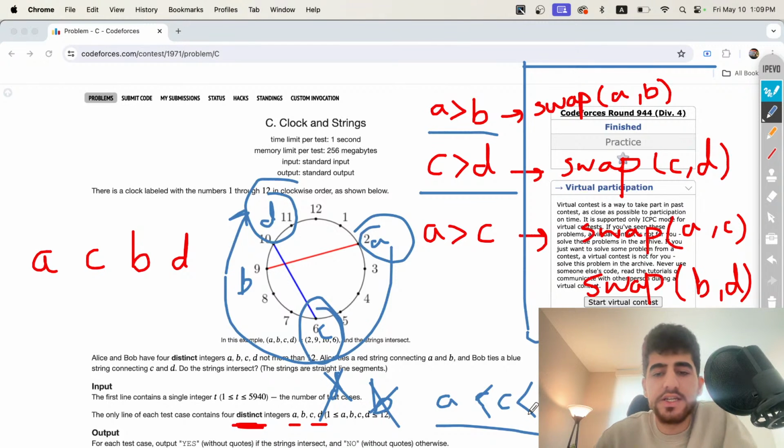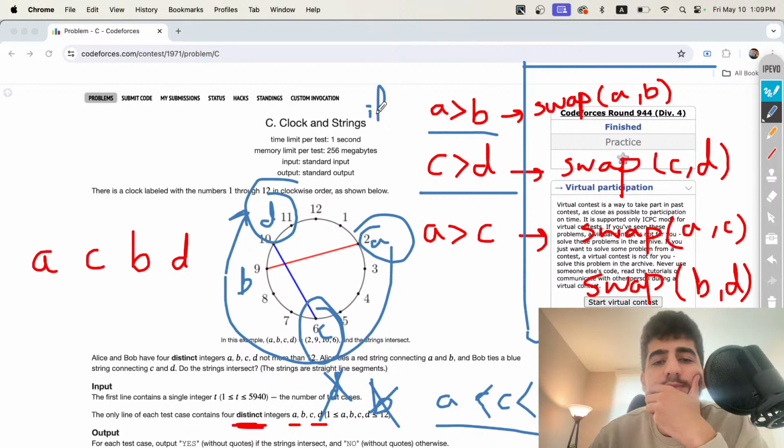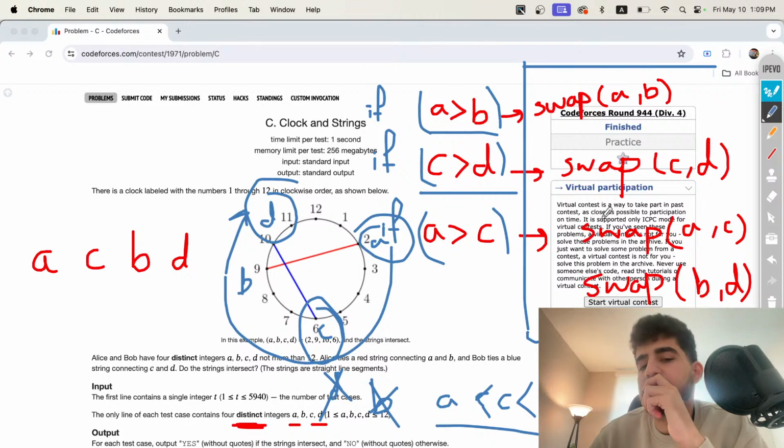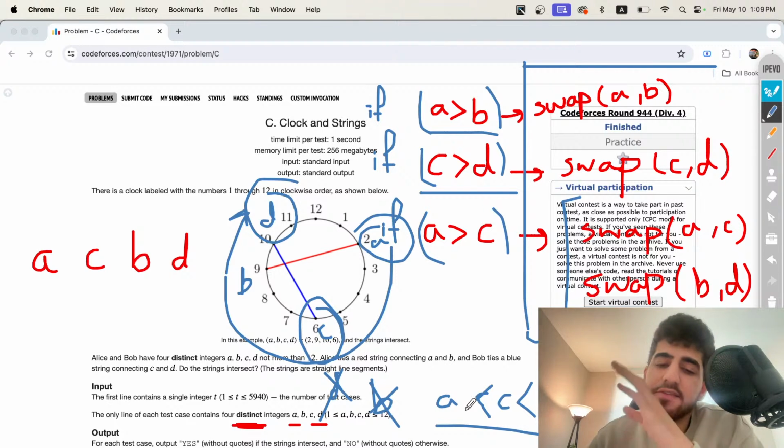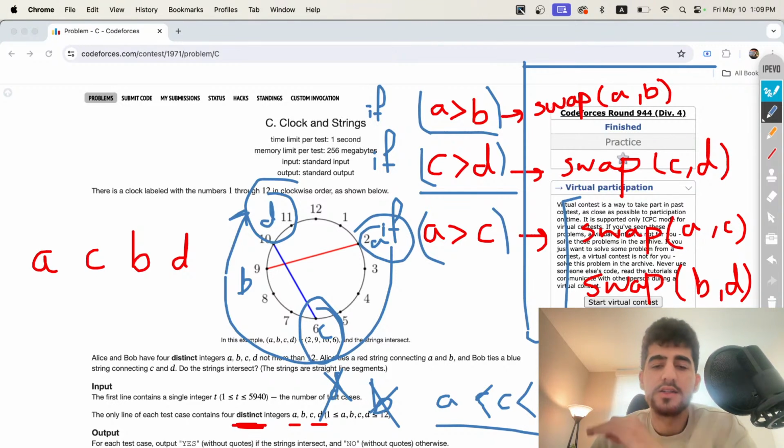Yeah, so the condition is this. First, I have an if. I say that if A was greater than B, swap A and B. And then I say if C was greater than D, swap C and D. And then I say if A was greater than C, swap A and C and swap B and D. And then I say that if A was less than C and C was less than B and B was less than D, print yes. Otherwise, print no.